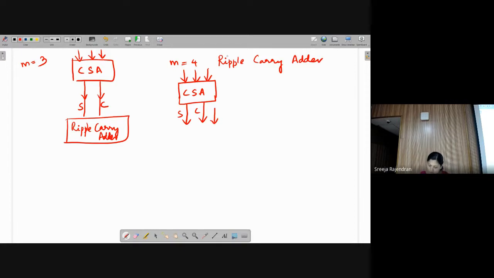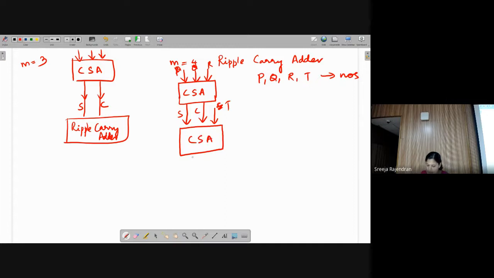Suppose I call my numbers x, p, q, r, and s. Then S I can't call, because sum is already there, so let's call it T. So my numbers are P, Q, R, and T. These are the numbers to be added. So in the next stage, what will I have? Again I have three inputs, so I can have a carry save adder again.